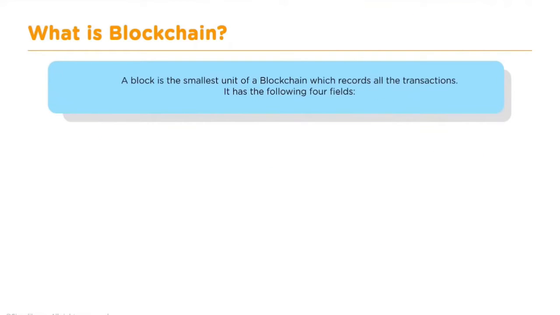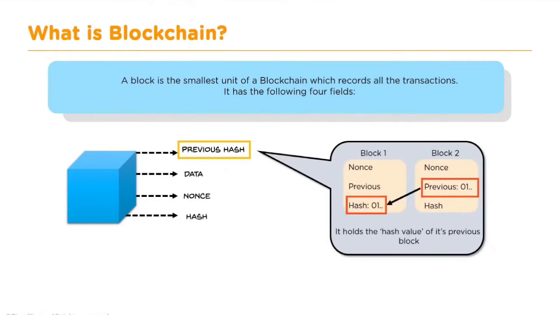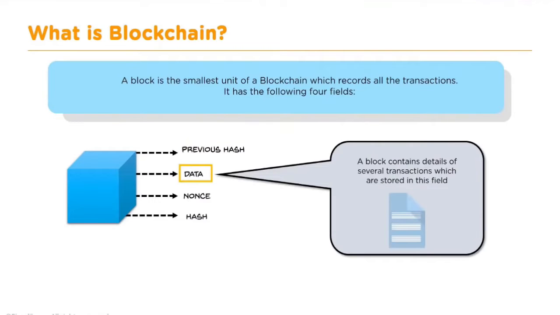A block is the smallest unit of a blockchain which records all the transactions. A basic structure of a block is something like this. It has 4 fields. These are the primary attributes of a block. It has something called previous hash. The previous hash attribute stores the value of the hash of the previous block, and that's how the blocks are linked to each other. Data is the aggregated set of transactions which are included in this block. These are the set of transactions which were mined, validated, and included in the block.